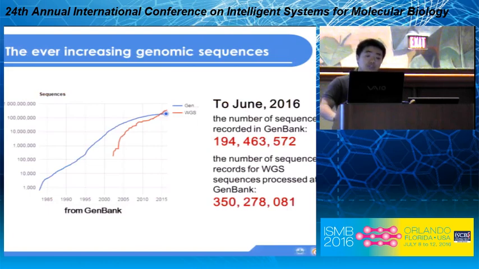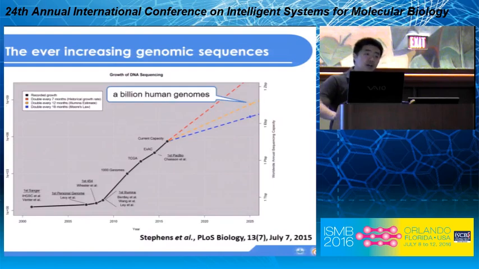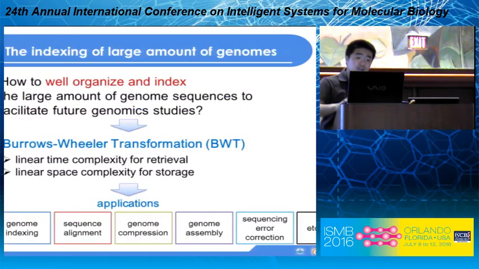The number of genome sequences is rapidly increasing. As of this June, the number of sequences recorded in GenBank has been over 194 million. And more than that, in the future, the number will continuously increase. Last year, Stephens et al. published a study on the growth of DNA. It predicts that in the next 5 to 10 years, there will be 100 million to 1 billion human individual genomes being sequenced, which is an amazing number.